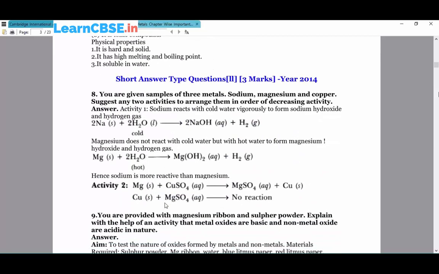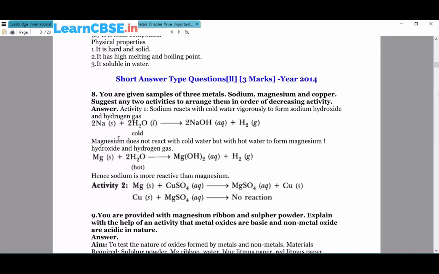You are given samples of 3 metals: sodium, magnesium and copper. Suggest any 2 activities to arrange them in the order of decreasing activity. Activity number 1: the sodium reacts with cold water and produces sodium hydroxide with the liberation of hydrogen gas.